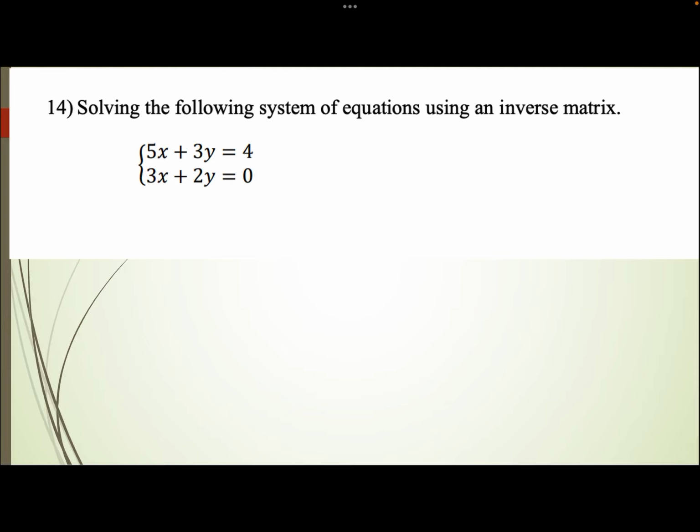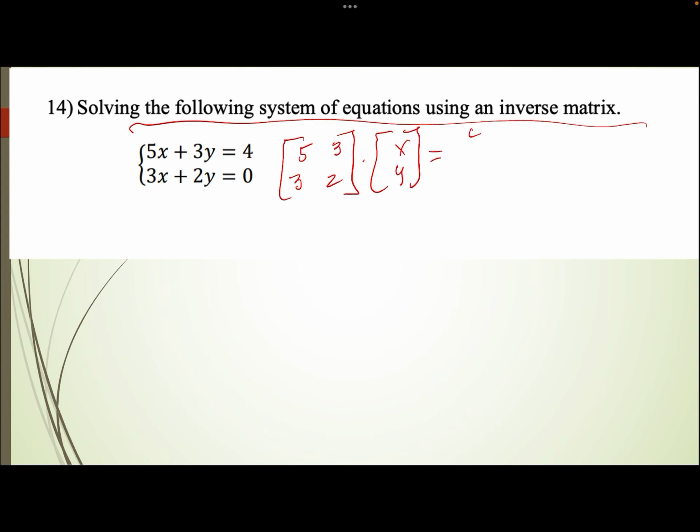6, solve using an inverse matrix. Remember, you got to follow the instructions and do it how they tell you to do it. We've learned lots of different ways to solve equations, but you have to do it the way they're asking you to do it, which means I have a coefficient matrix, a variable matrix, and an answer matrix.